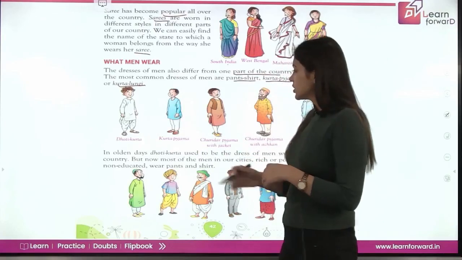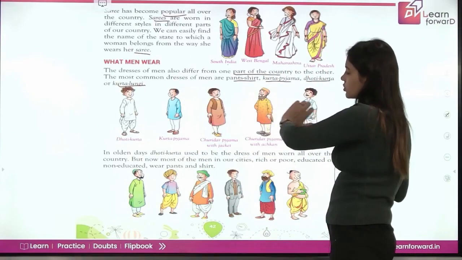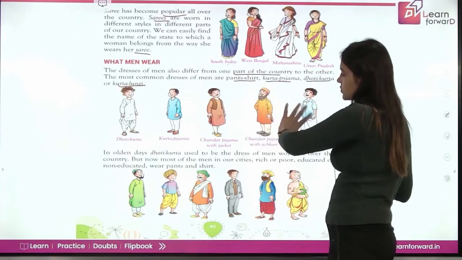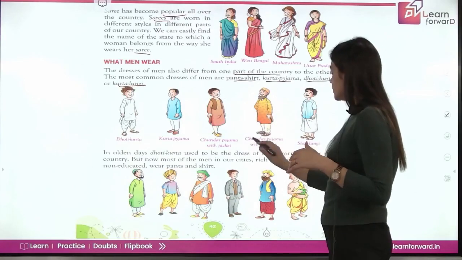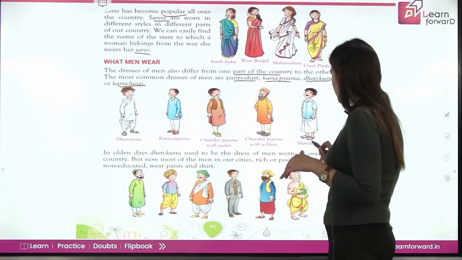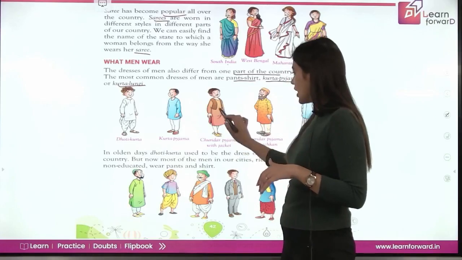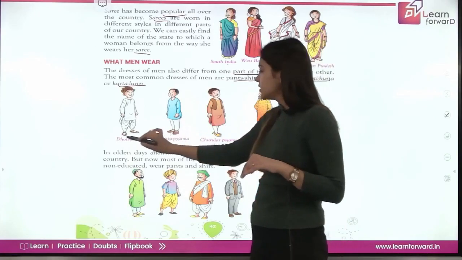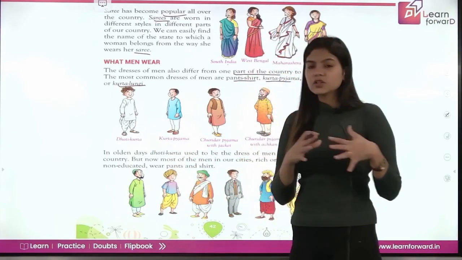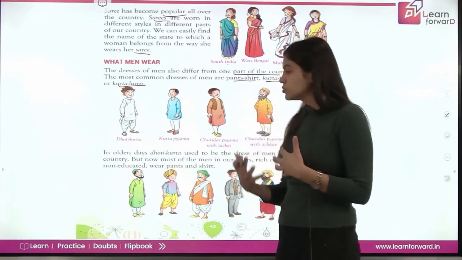So dhoti kurta is some kind of this. These are some pictures of the dresses which are worn by the men. Here you can see a man is wearing chudidar pajama with a achkan. Here he is wearing shirt and lungi. Here chudidar pajama with jacket. Here kurta pajama and this is dhoti kurta. So in different places, different men use different dresses to dress up.